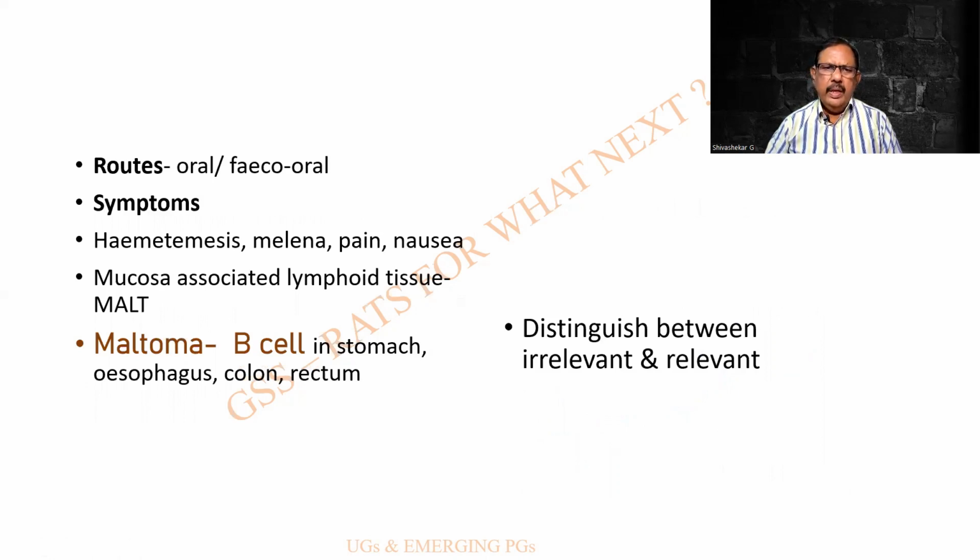The symptoms involved are usually a pain and a nausea. Later on, there might be hematemesis, melena, and at the fag end of it, this is not to be mentioned as a symptom, but then the patient can go in for something called as maltoma, which arises from the mucosa associated lymphoid tissue. That is why it is called maltoma, which is a B cell lymphoma. We shall be seeing it.